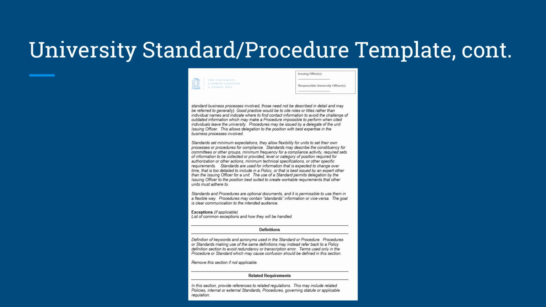On the second page, you can see the same definitions and related requirements sections as in the University Policy template. If you do have definitions you want to list, one option is to simply list the terms in the University Policy template and then refer back to the University Policy template in the standard or procedure documents. This helps to avoid typos or errors over time where a definition is updated on one document but not another.